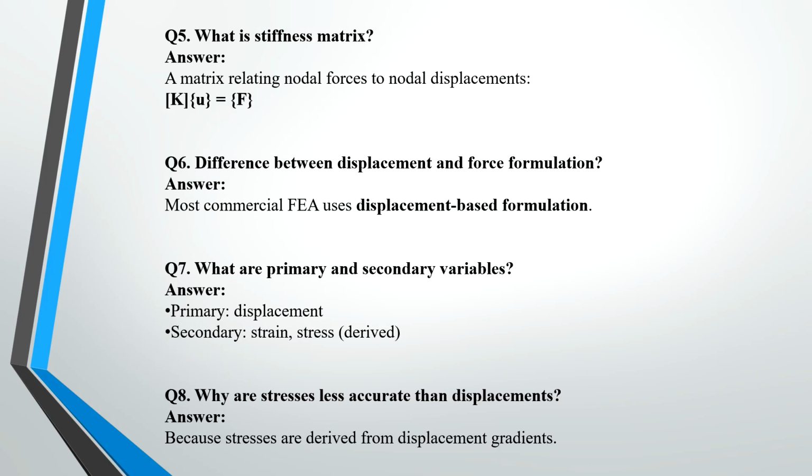So the next question is what is the stiffness matrix? The matrix relating the nodal forces to nodal displacements. K is the stiffness, U is the displacement, and F is the force. So this is called the stiffness matrix. The next question is the difference between displacement and force formulation. Most commercial FEA uses displacement based formulation.